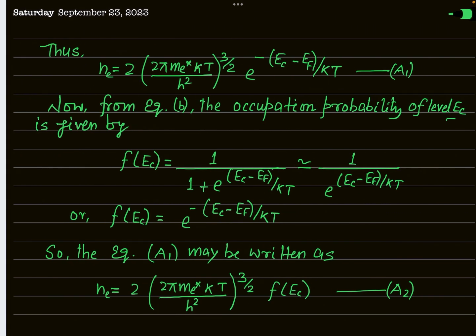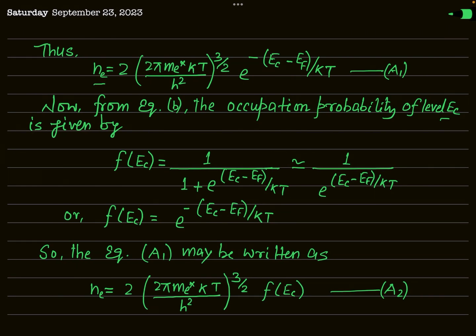You can see the result will now become Ne equal to 2 times (2 pi me star kt divided by h square) whole to the power 3 by 2 times e to the power minus (ec minus ef) over kt. So this is actually our final result for the concentration of electrons in the conduction band. You can see this is the number of electrons per unit volume in the conduction band. Okay. This is actually in terms of EC.